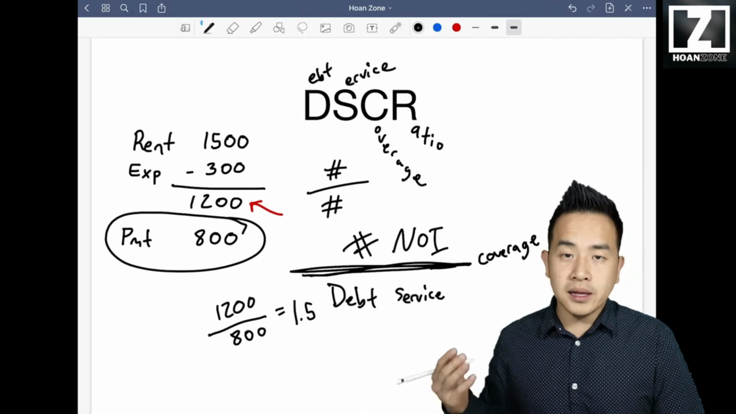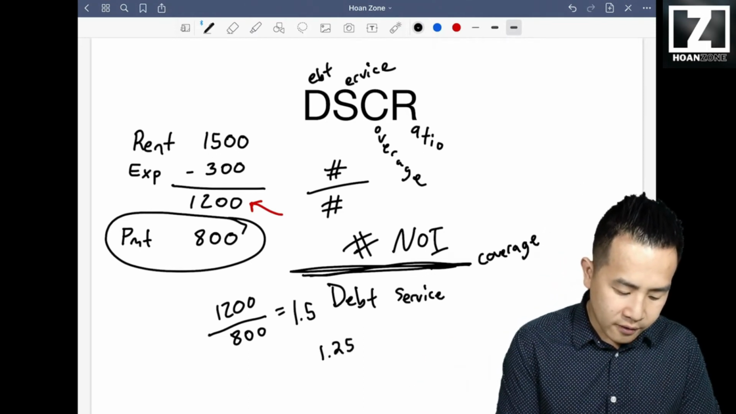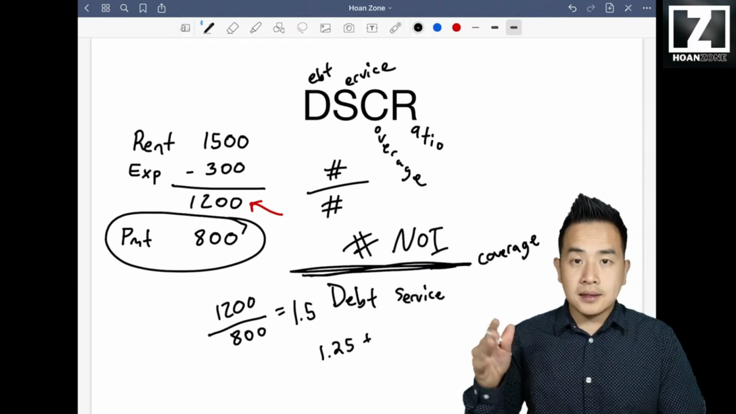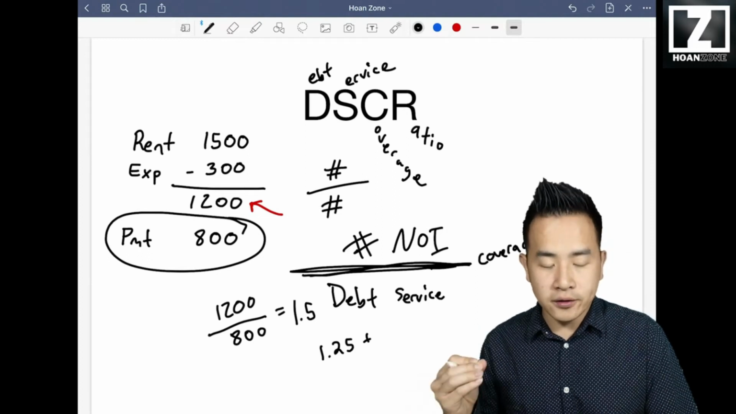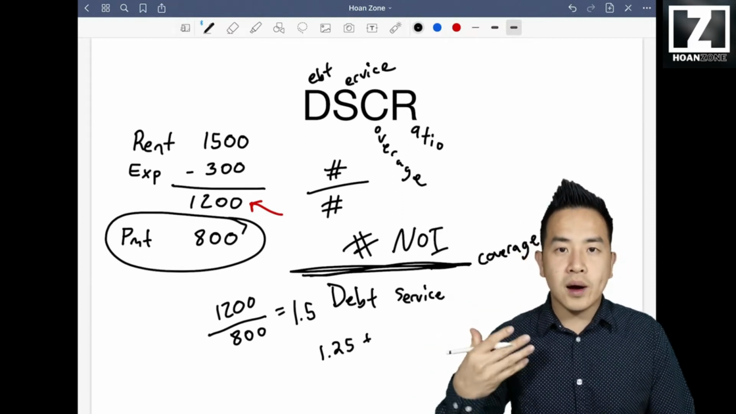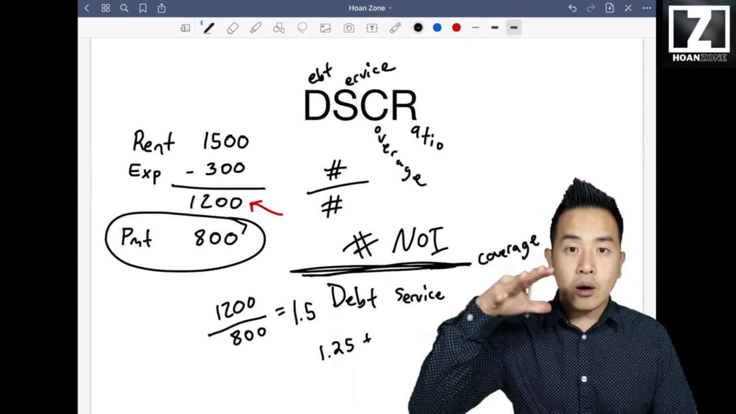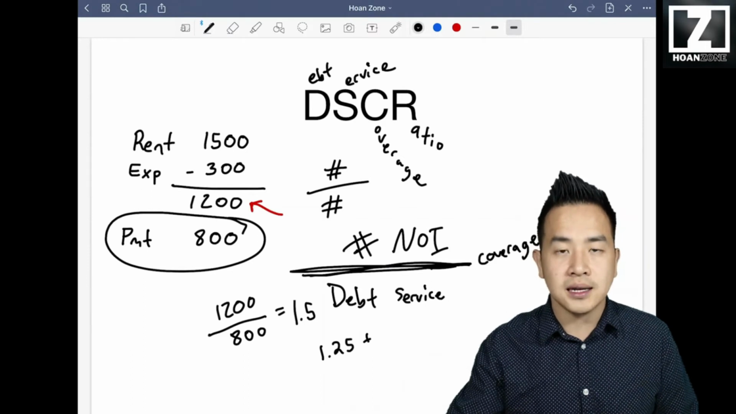What banks typically want is 1.25 or greater. In this case, our deal yields a debt service coverage ratio of 1.5, which in the bank's eyes is a great thing. And that's why we need to include it within our own analysis to make sure that this deal allows us to get the funding that we need.